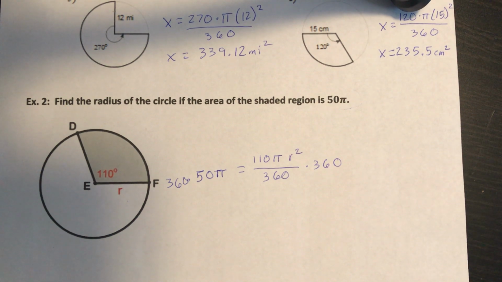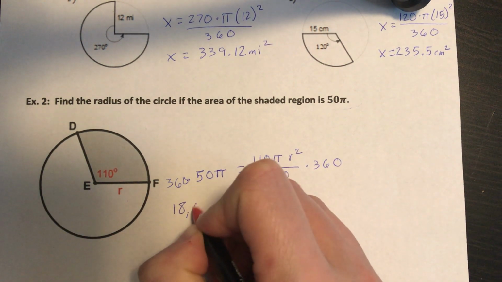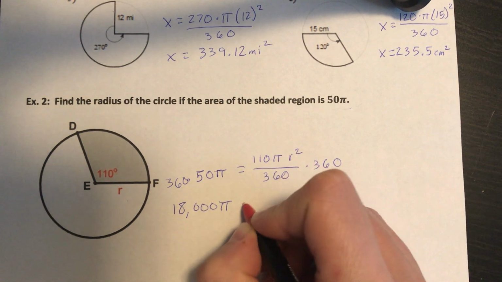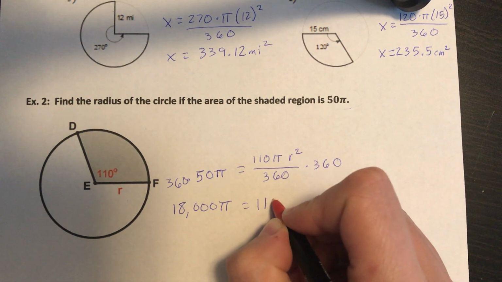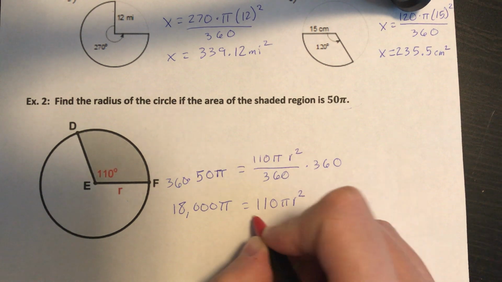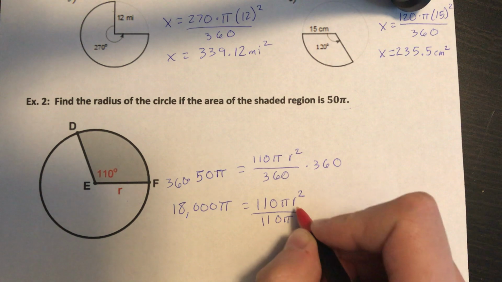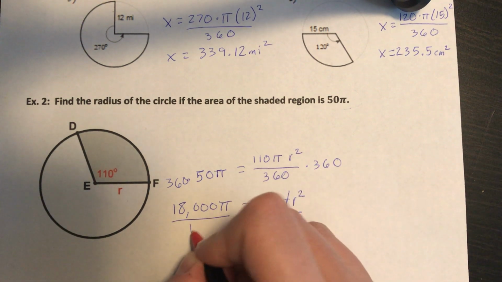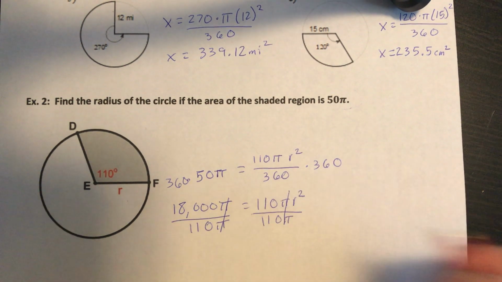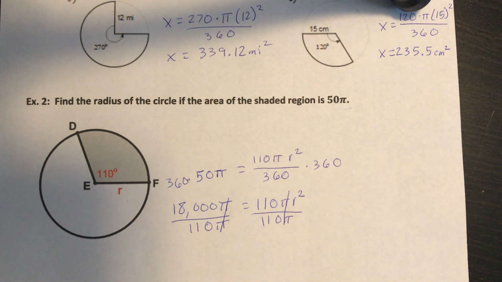So 360 times 50, and we'll get, well, that's a big number, 18,000 pi equals 110 pi r squared. I'm going to go ahead and divide by 110 pi. Notice my pi's will cancel on this side, but they'll also cancel on this side, so those will just go away. You just have to do 18,000 divided by 110.